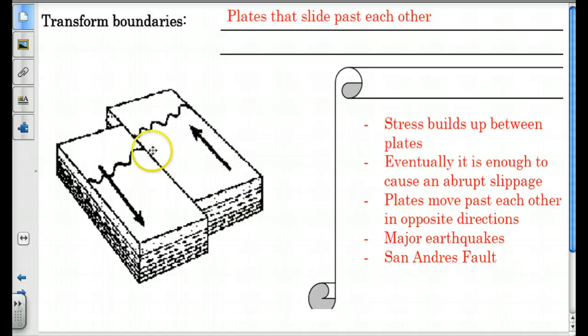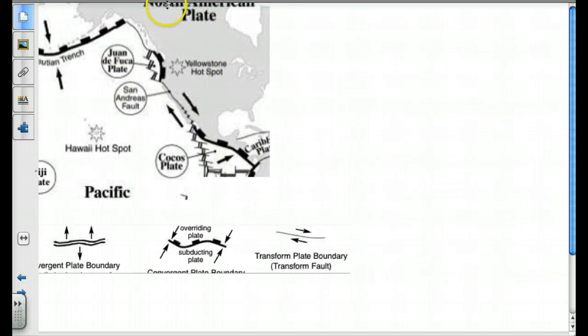The stress ends up building up between the plates, and eventually it's enough to cause that to slip quickly, and then you get an earthquake. So these are where you get major faults happening, major earthquakes happening. You also do get movement to cause earthquakes in convergent boundaries, but I can talk to you more about that. Here we get a lot of earthquakes along these transform boundaries, and the San Andreas Fault is a really good example of that. And here's North America.